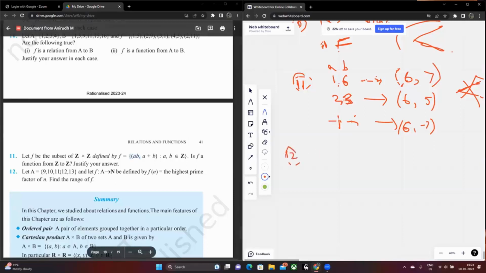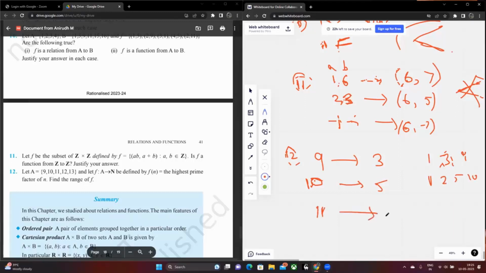Coming to the last question: A is 9, 10, 11, 12, 13, and F is a function from A to N, defined by F(n) equals the highest prime factor of n. Find the range. So find the prime factors of each of the 5 numbers. 9 maps to 3, because the factors of 9 are 1, 3, and 9 only. There are only 3 factors, and this is the highest prime factor. 9 maps to 3. 10 maps to 5, because the factors of 10 are 1, 2, 5, 10.